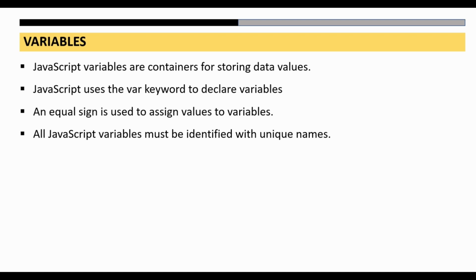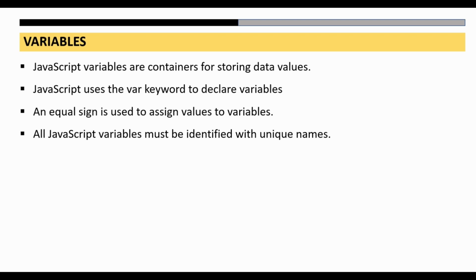JavaScript variables are nothing but a storage, a container, a structure where we are going to insert our data values. For example, var x equal to 10. So x is a container where we are going to insert the value 10, that is a number. And we definitely use this var keyword.